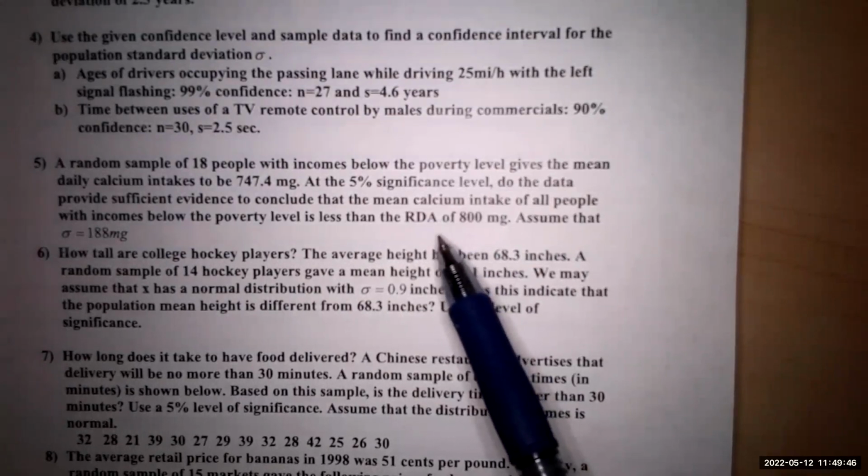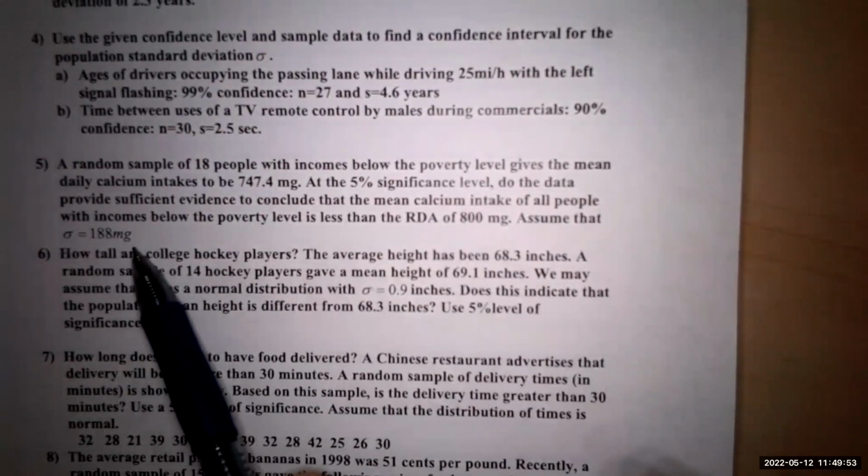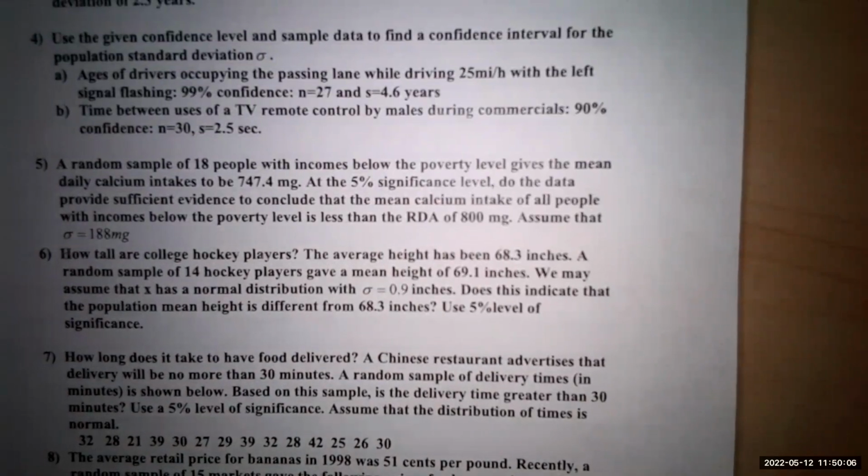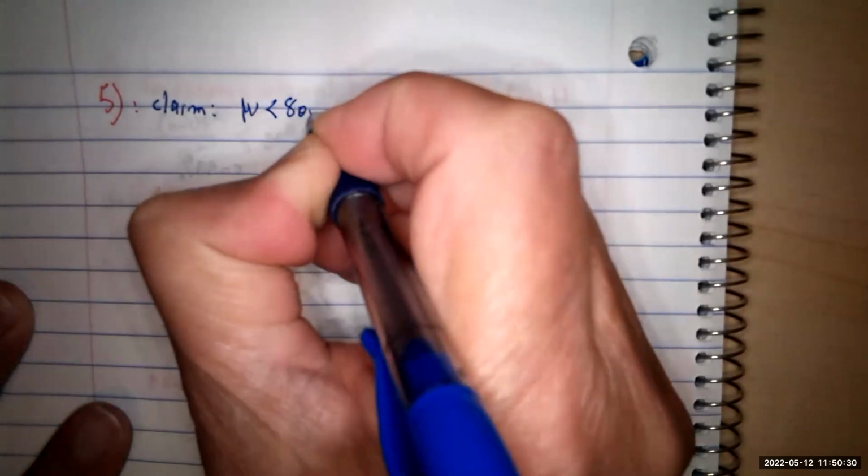So we realize this problem is testing a hypothesis regarding the mean, and the standard deviation is also given to you. Now you are ready to put them together, collect the information, set up the test and do the job. Read the problem carefully once to see what the claim is, and you have to identify the claim first. This is the order of the solution, so this would be number 5. So what is the claim? The claim is that the mean is less than 800 milligrams. This is the calcium intake.